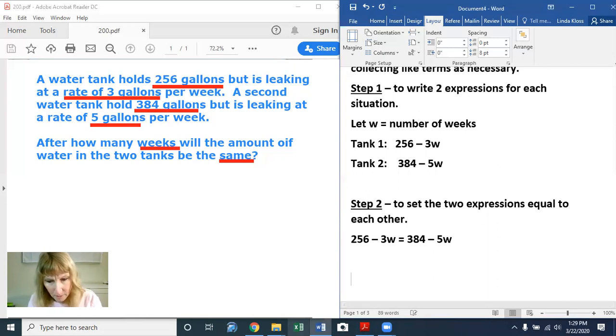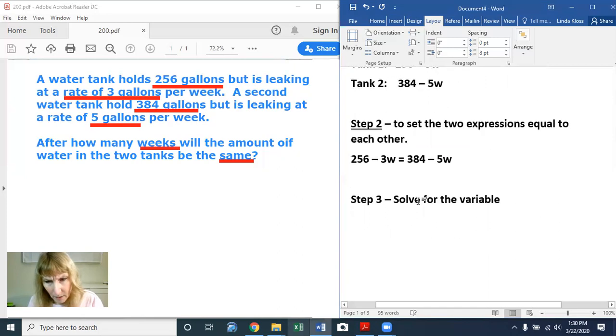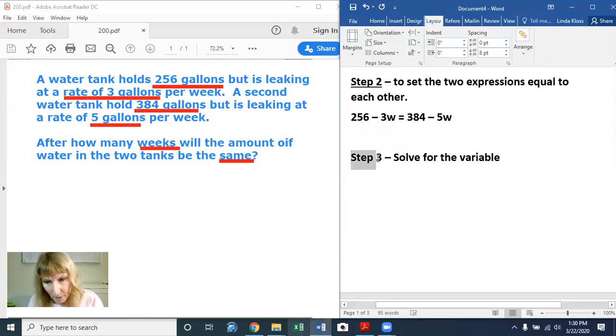Now, step 3, we have to solve for the variable, in our case, weeks. So it's our last step, solve for the variable. And by the way, I will share with you these notes that I'm putting together during our session here as well. So solving for the variable, we have done some of this in class, but now we're going to get into how exactly to do that.